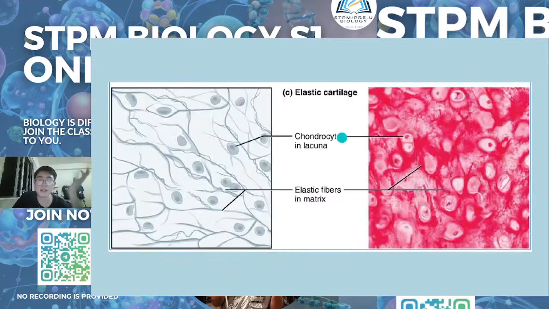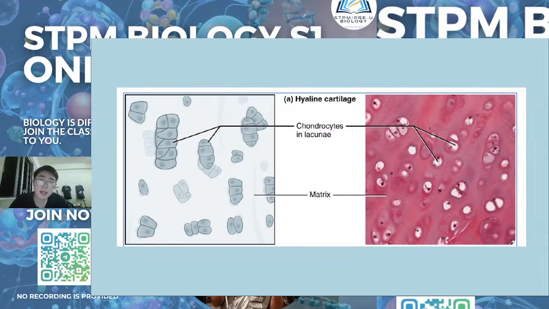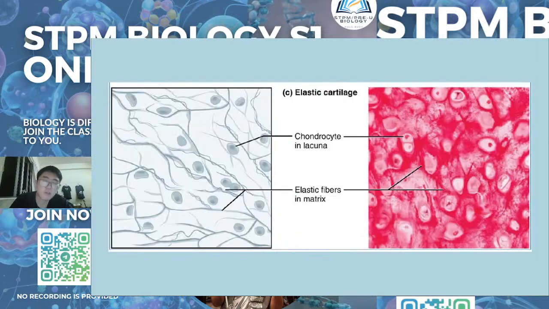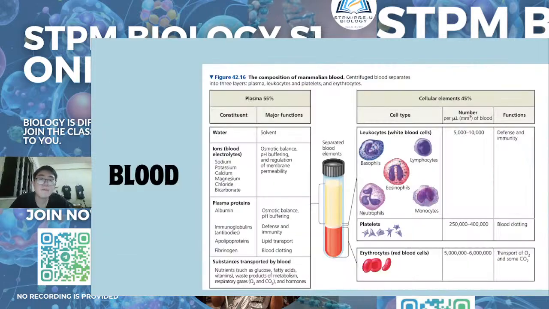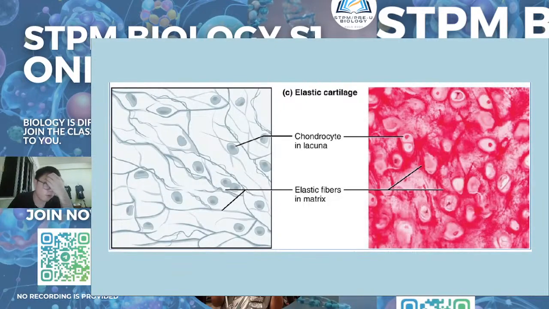And another one is elastic cartilage. So elastic cartilage means that it contains elastic fiber. So the main difference is just the presence of the fiber only. So yang ni hyaline cartilage does not contain any fiber. Dia tak ada fiber punya, hanya matrix je. Yang ni ada collagen fiber, yang ni ada elastic fiber. Okay, so that's all for cartilage.